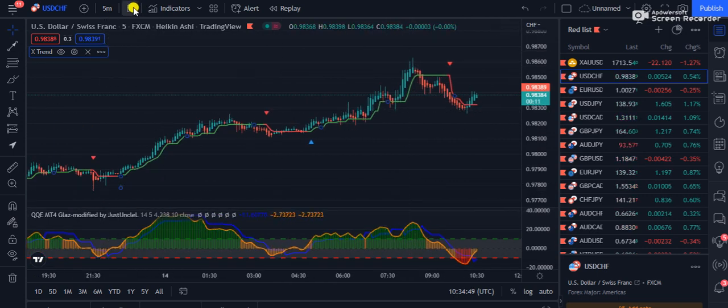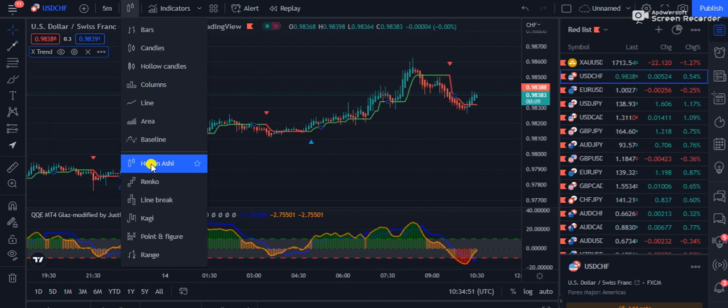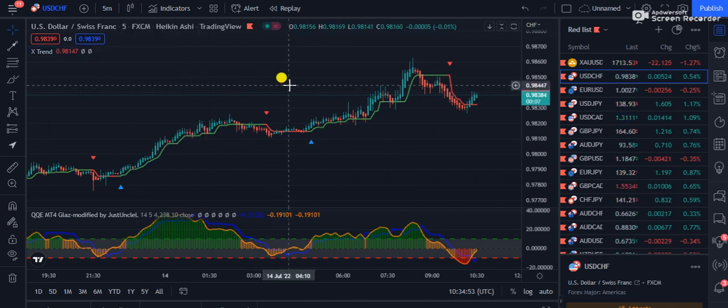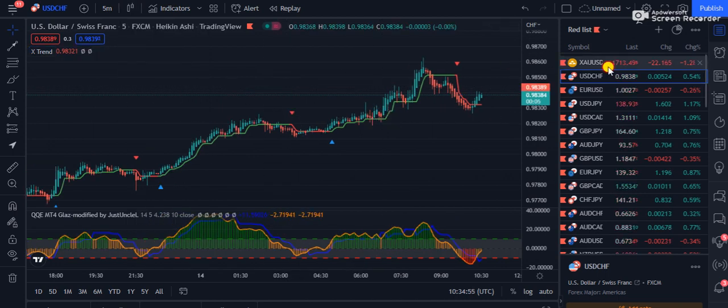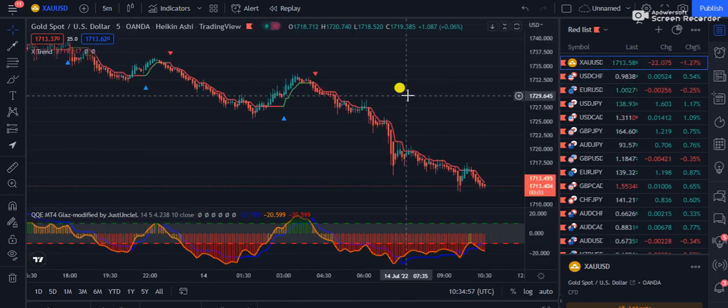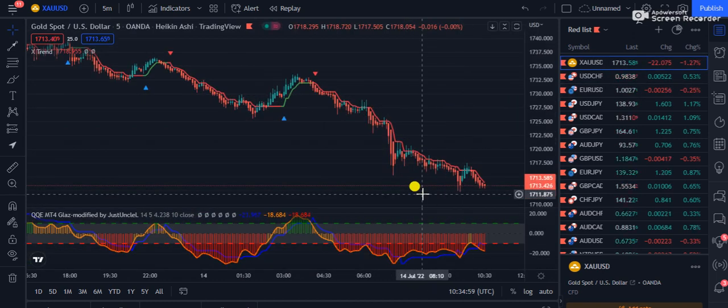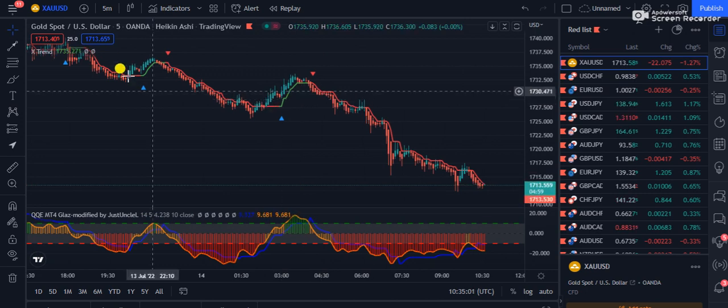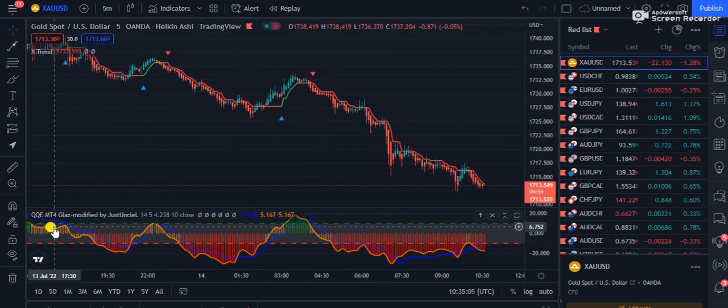One more thing, guys, my candles are Heikin Ashi because I am not using the simple candles. Heikin Ashi candles are very good to understand, and that's what I have already highlighted to you many times. Okay, so we have changed the first setting of the first indicator, that is Extreme Trend. Now the second indicator is QQE MT4. We also need to change some settings inside it.